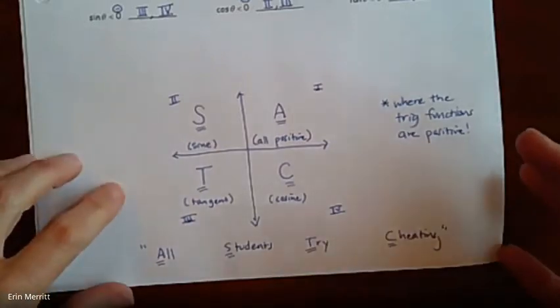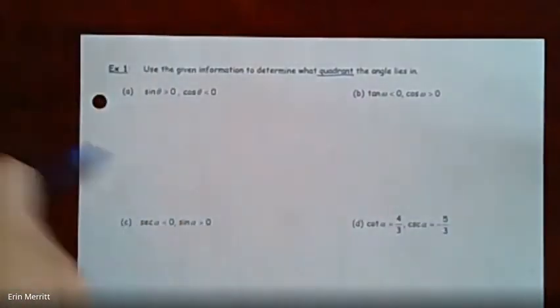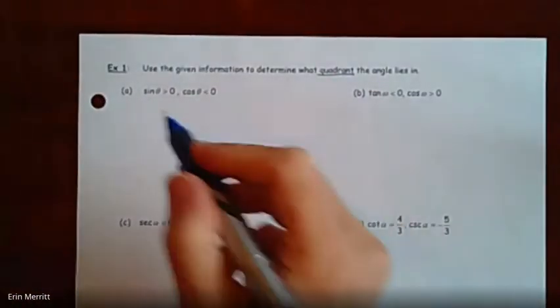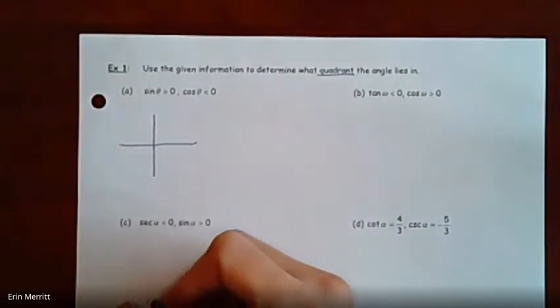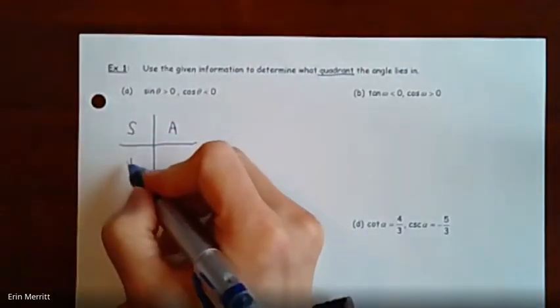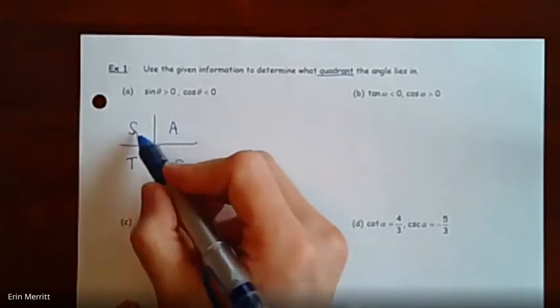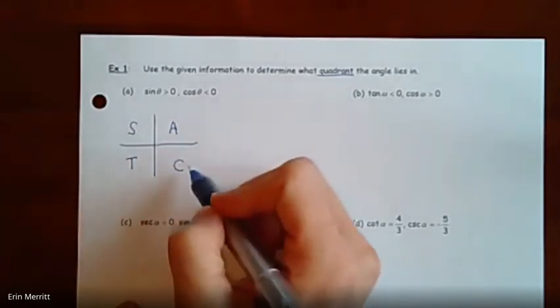So what we're going to do is on the back, it's almost like a little puzzle. The first ones are going to give us clues, and you have to figure out what quadrant the angle is in. So let's flip it on over and take a look. It says, use the information to determine what quadrant the angle lies in. So what I would like us to do is I want you to draw yourself a set of axes, and then let's practice. Starting in quadrant 1, all, quadrant 2, students, 3, try cheating, or ASTC. All sine, tangent, cosine.